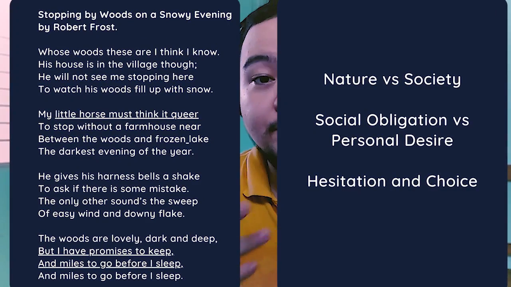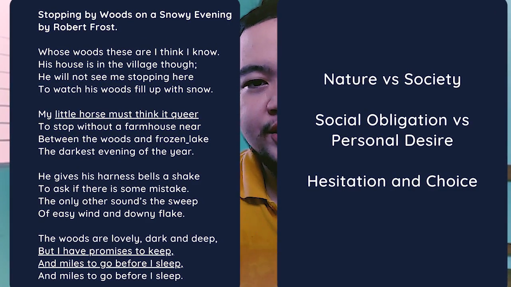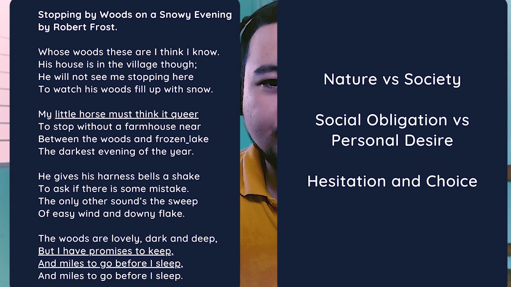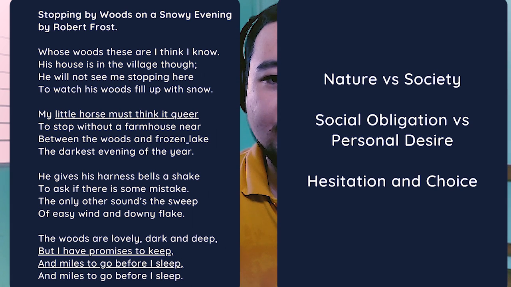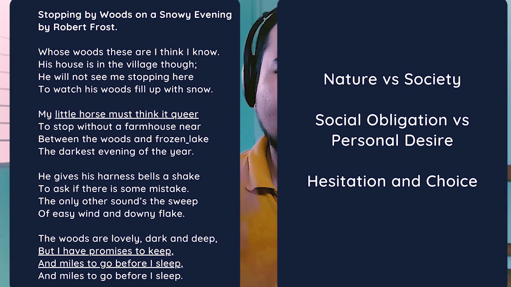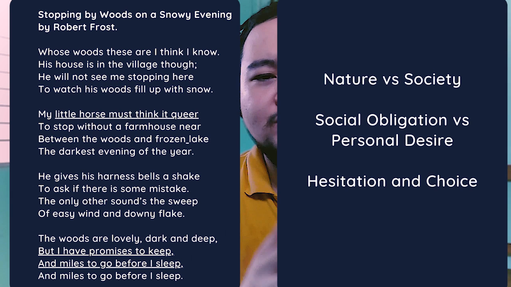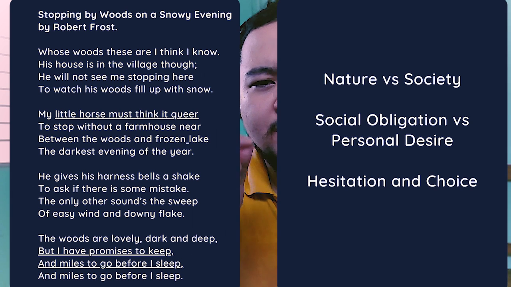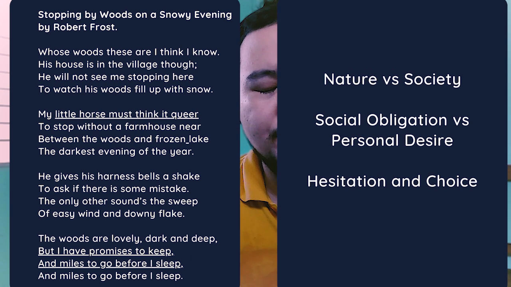In a much deeper implied level, the theme of the poem can be nature versus society, social obligation versus personal desire. So it could also be hesitation and choice. So as you can see, there are other possible interpretations of the poem, but let's not dig deeper into that. So the next element of poetry we will discuss are tone and mood.